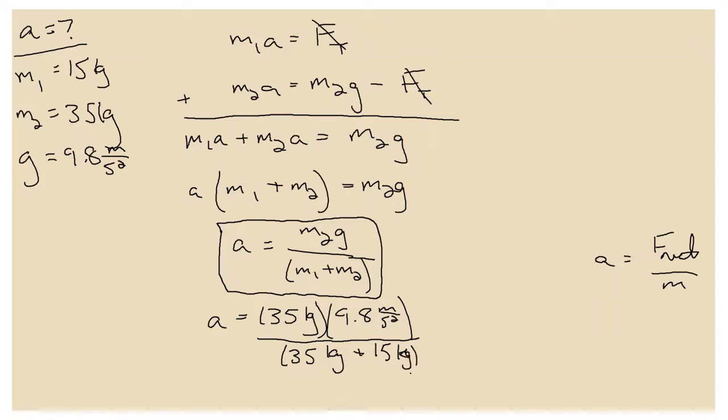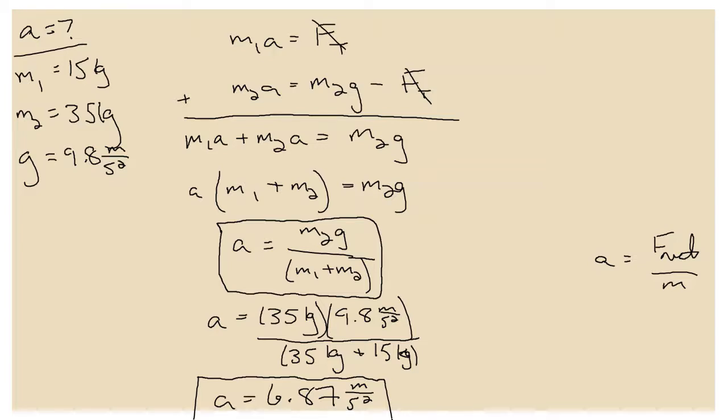Okay, so when you do that math, you basically have 35 over 50 times 9.8. And when you do that math, you get that the acceleration is 6.87 meters per second squared.